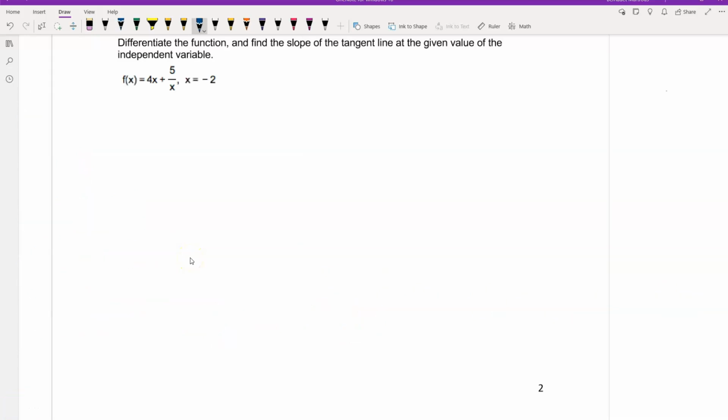Differentiate the function and find the slope of the tangent line at the given value of the independent variable. f of x is equal to 4 times x plus 5 divided by x, and x is equal to -2. So we have to find f prime of x first. Find f of x plus h. So using f of x that is given here on top, instead of x, use x plus h. So this is equal to 4 times x plus h plus 5 divided by x plus h.